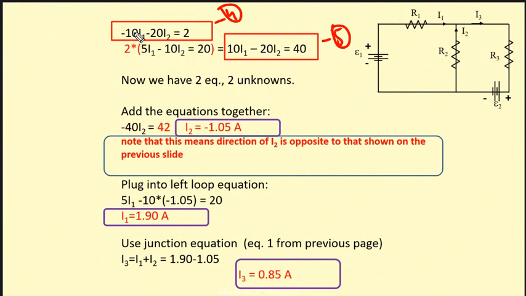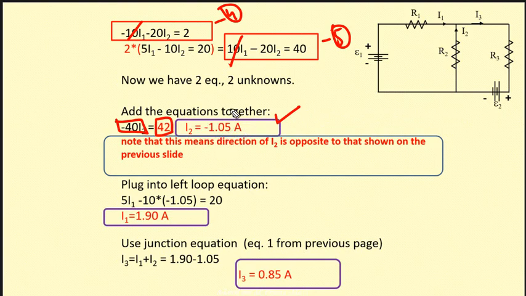As you can see, this is minus 10i1 and this is plus 10i2, so we can simply cancel these two. And we have minus 20i2, minus 20i2, so this becomes minus 40i2. And you can see 2 here, 40 here, so this is also 42. And then we can solve for i2 and we got our answer: i2 is equal to minus 1.05 amps.